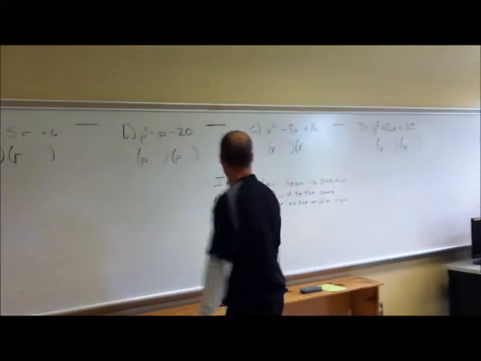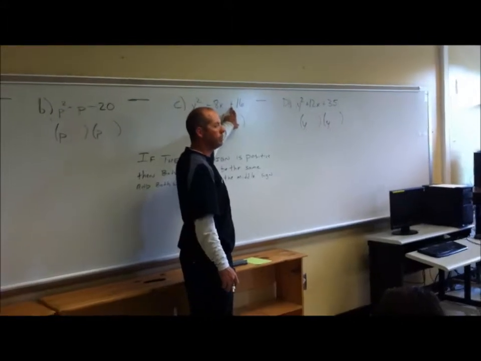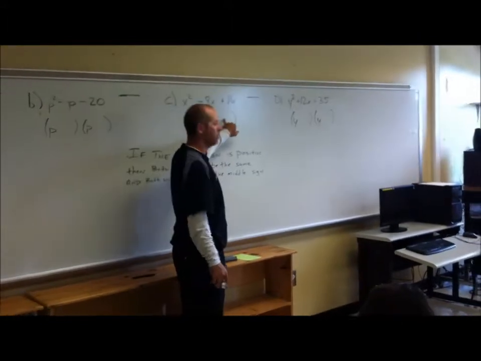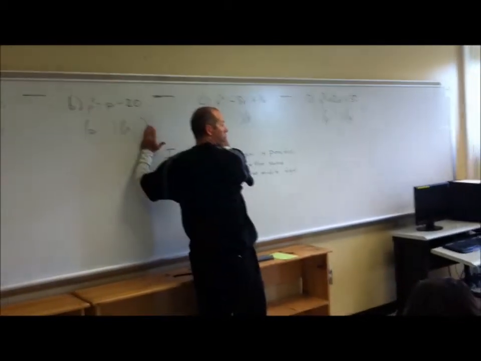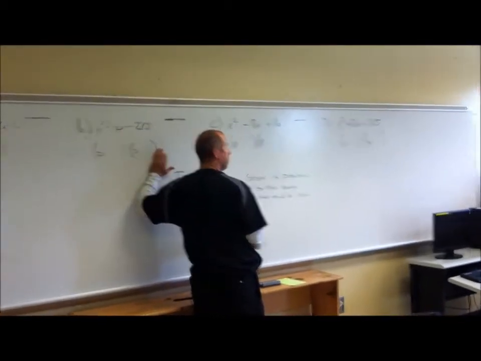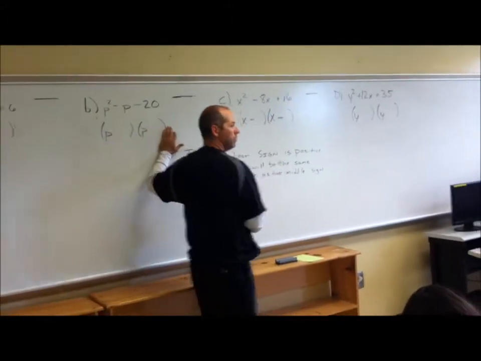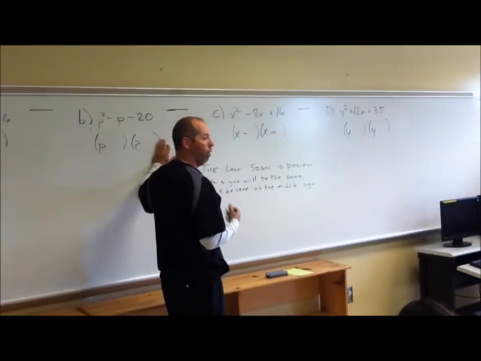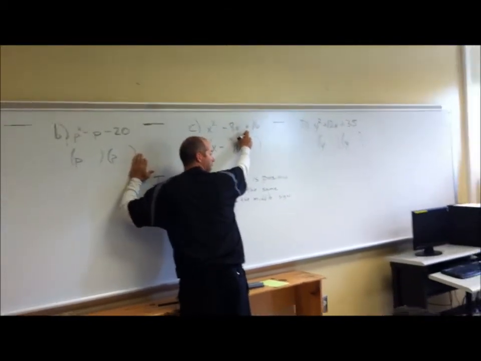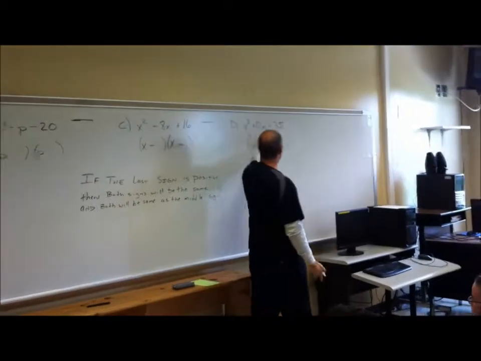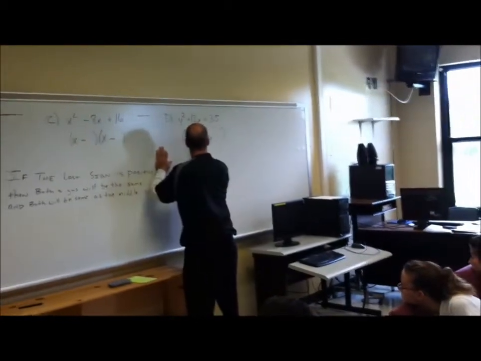Okay, what I just said right there. If the last sign is positive, then these have to be either both positive or both negative. How do I know which one it is? Look at the middle sign. That's positive, that means this and this are positive. Because remember, when we multiply the last two, a negative times a negative gives me a positive. Over here, the last one's positive, the middle one's positive, so both of them are positive.